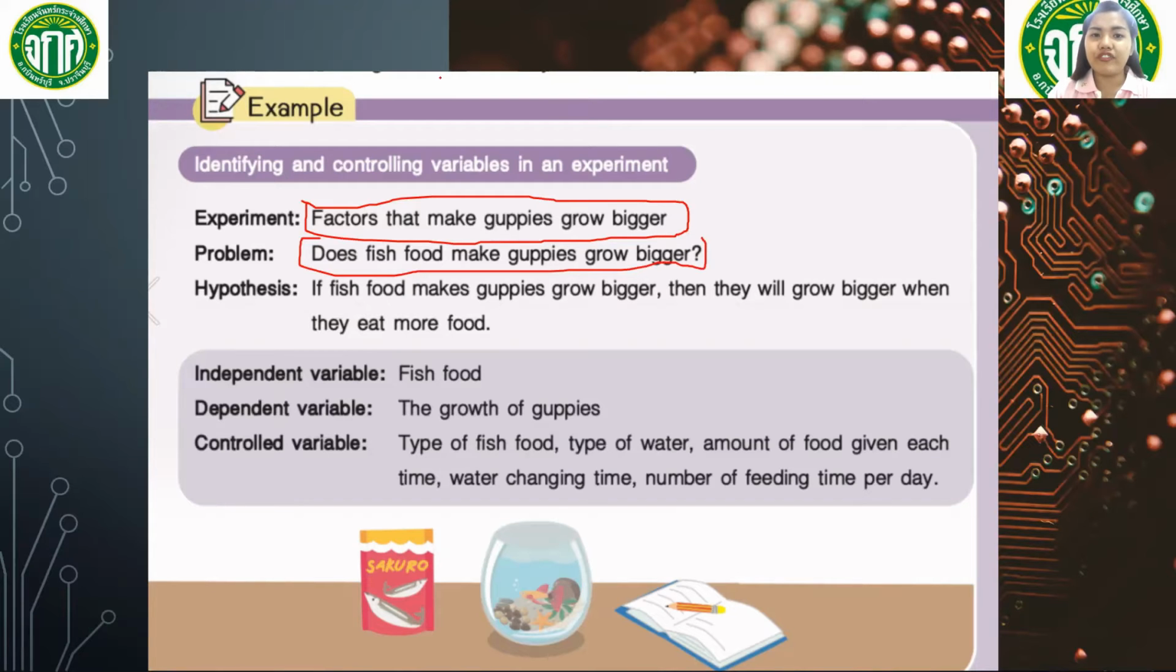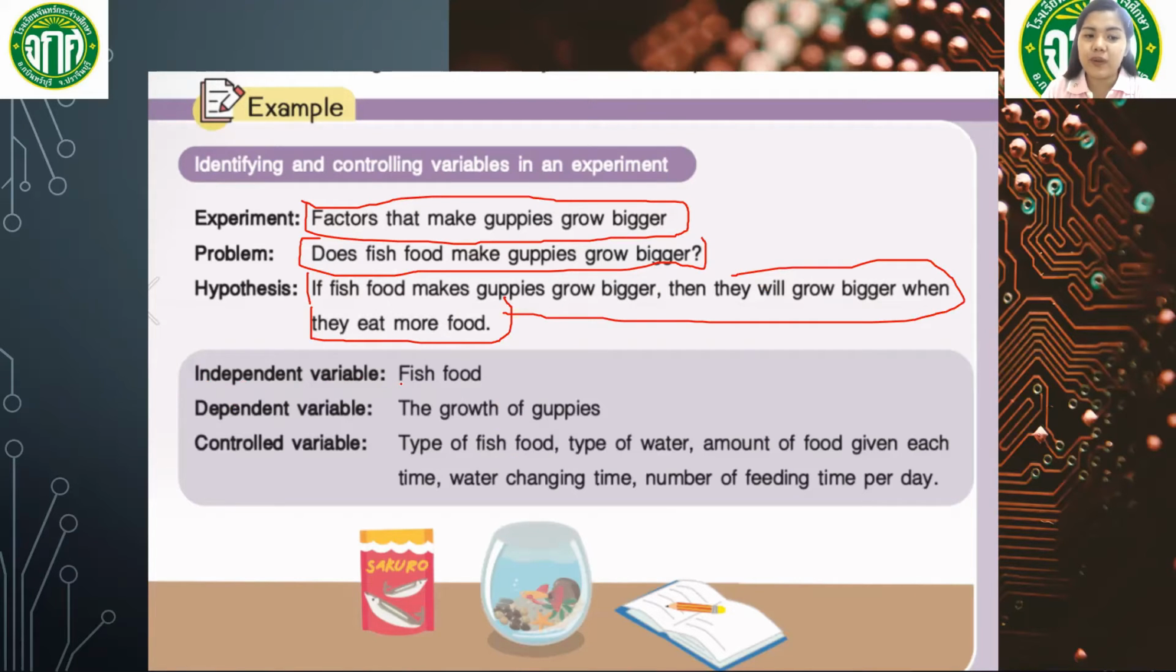We have made a hypothesis. If fish food makes guppies grow bigger, then they will grow bigger when they eat more food. That is our hypothesis. Now we have here the independent variables.